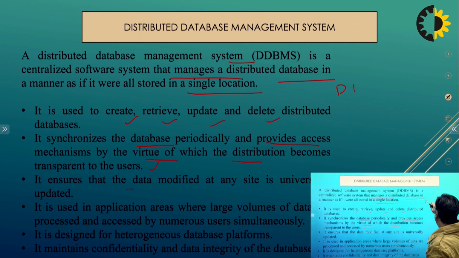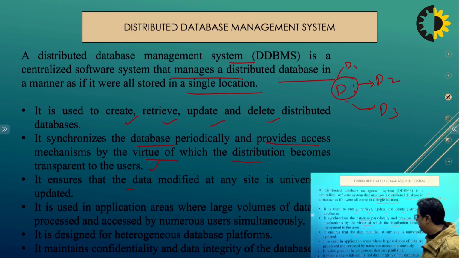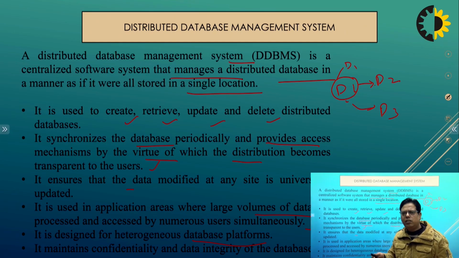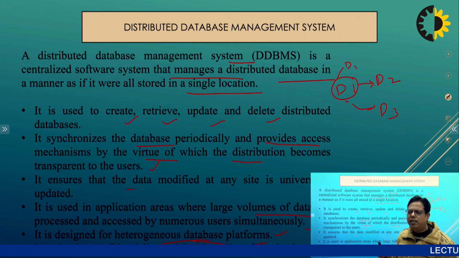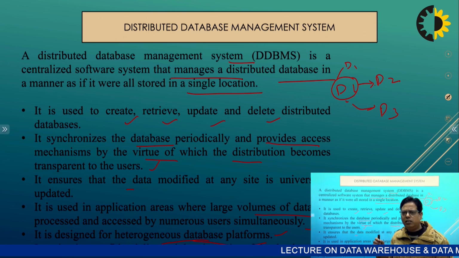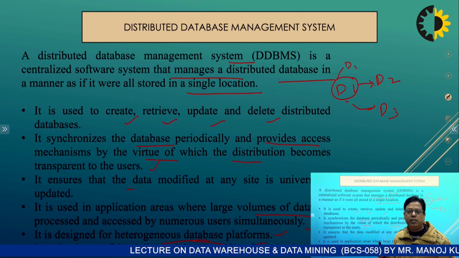If we have database 1, database 2 and database 3, and I update the database in D1, it means all the databases are updated accordingly. These are the features of the distributed database system. It is used in application areas where a large volume of data is processed and accessed by numerous users simultaneously. It is designed for heterogeneous database platforms, such as databases and data warehouses, basically a collection of different sources where different types of data are stored. It maintains confidentiality and data integrity. If any user needs to access the database, it is a necessary condition to maintain the confidentiality of the data, the integrity of the data, and the authentication of the users.